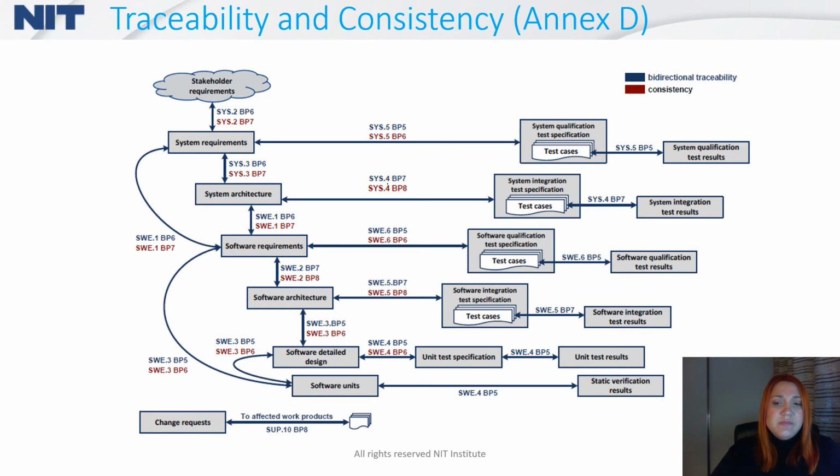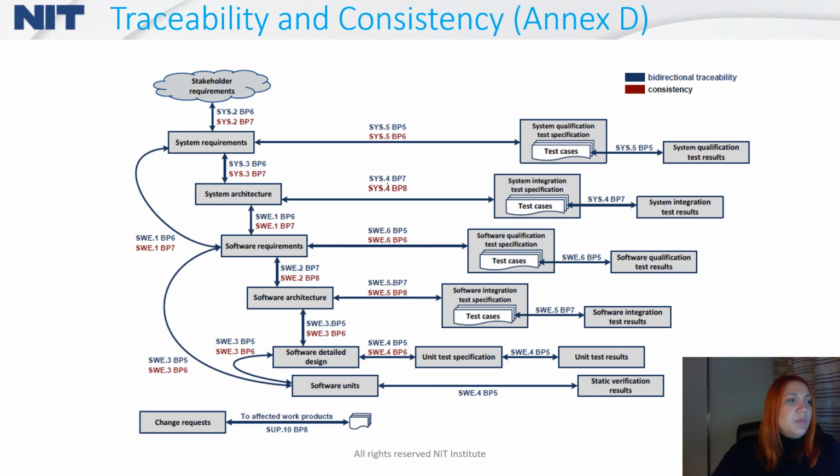Furthermore, bidirectional traceability has been explicitly defined between test cases and test results, and of course between change requests and the work products affected by these change requests. As you can see on this picture, basically all the lines or arrows drawn here define bidirectional traceability and how it works.